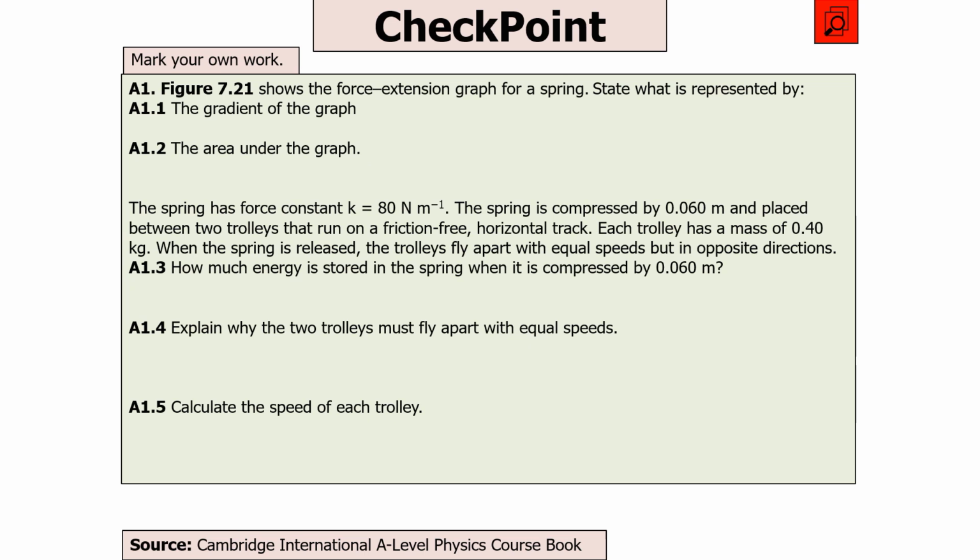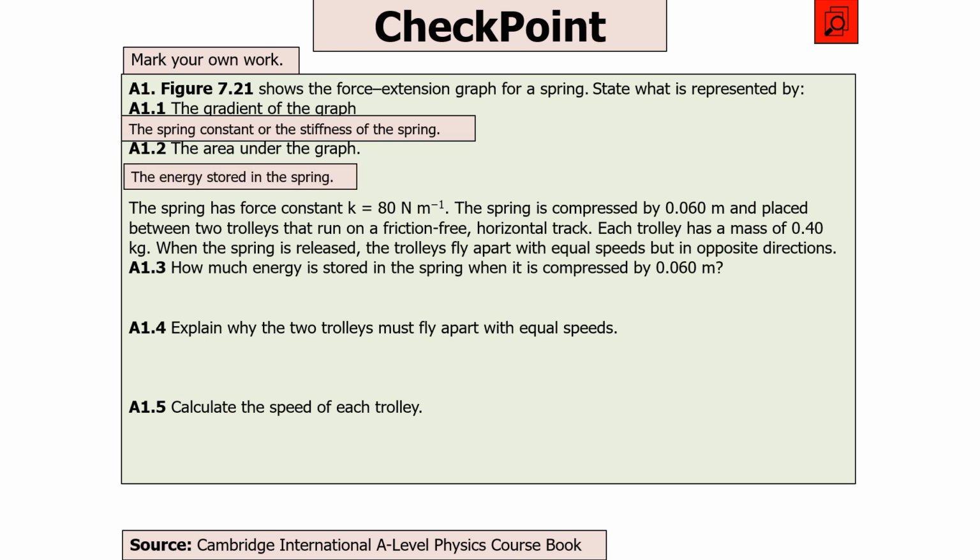Right, you should know that for a force extension graph, the gradient is y over x, so that is going to be the force over the extension, which is the spring constant. The area is linked to the work done, so therefore it's the energy stored in the spring. So how much energy is stored in the spring here? We know energy stored is going to be elastic potential energy, which is equal to a half kx squared. We've got our value for k and our value for x, but again, we've got to square it, remember, so therefore it's 0.14 joules.